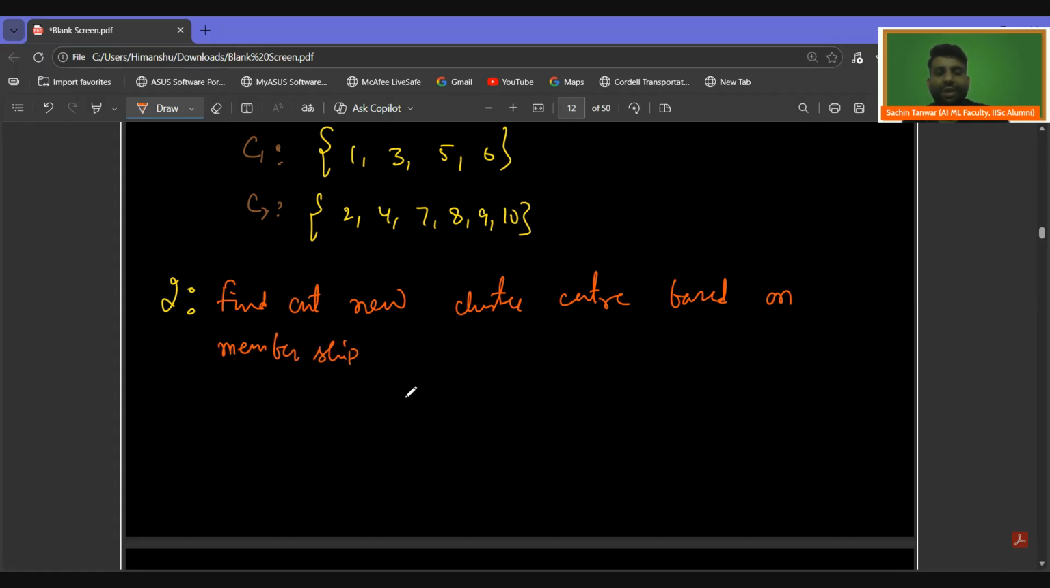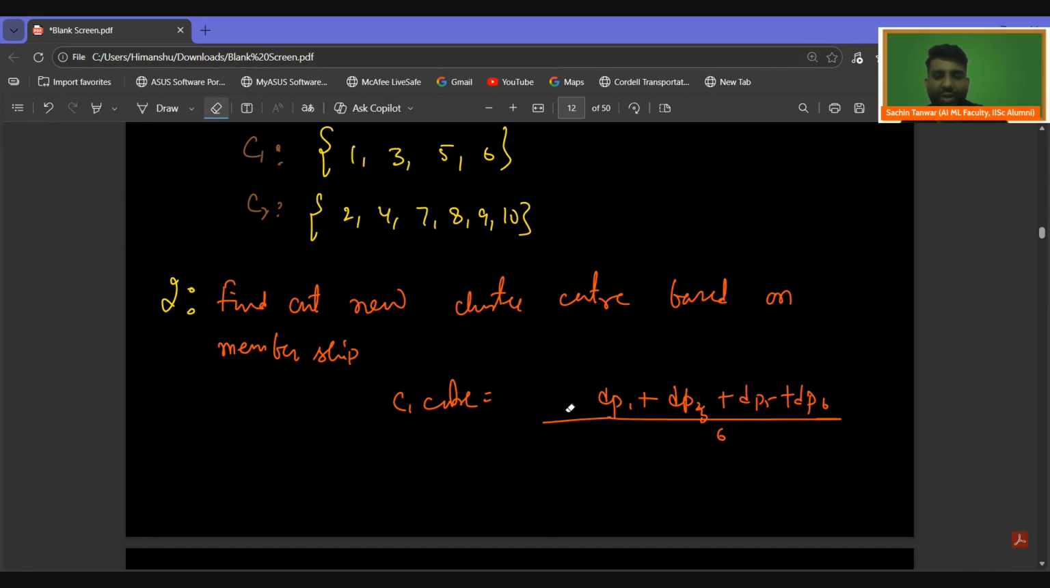That means the C1 center would be nothing but the mean of dp1 plus dp3 plus dp5 plus dp6, divided by 4, the number of points. Over here I'm just writing dp, but it matters which dimension space I'm talking about.